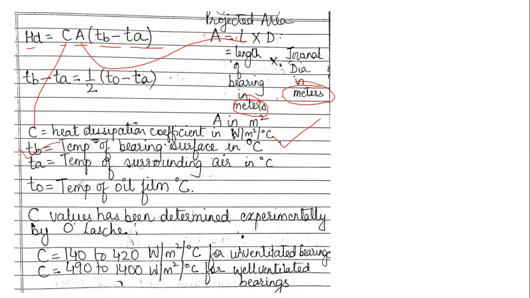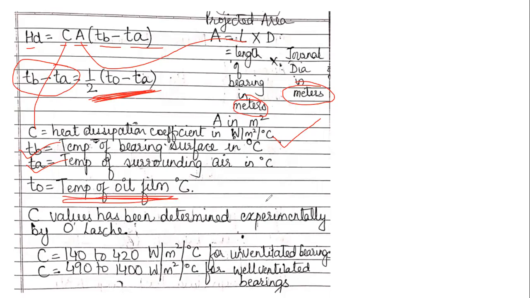TB is the temperature of bearing surface. TA is the temperature of surrounding air. And that you will be able to find out from this equation, half (TO minus TA), where TO is the temperature of oil film.